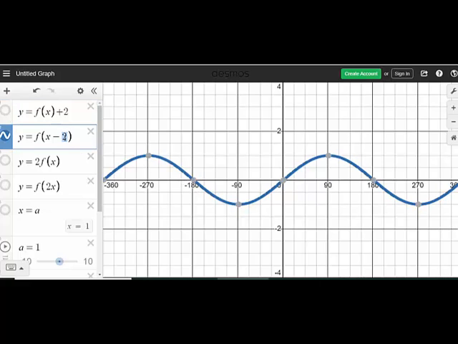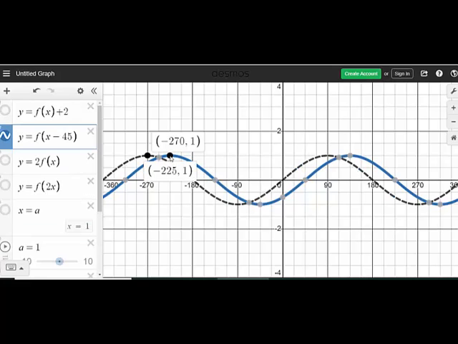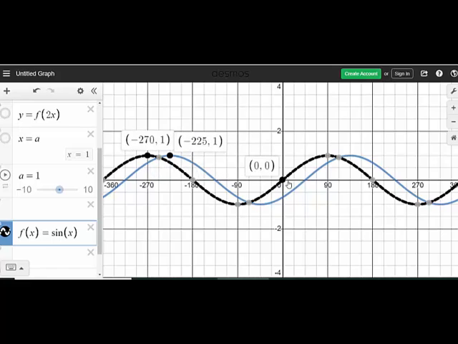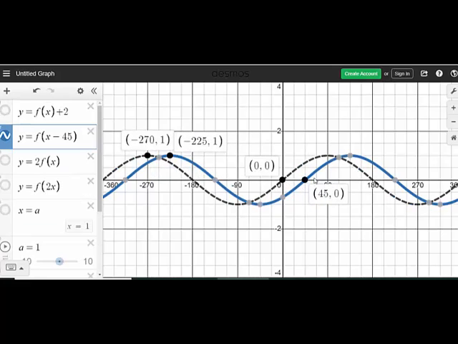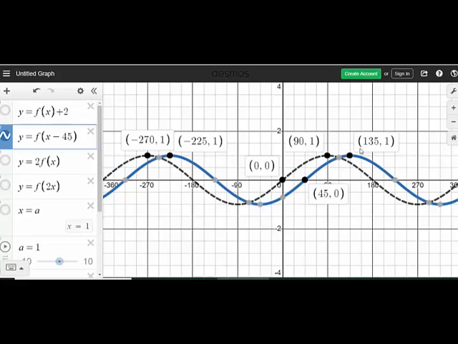So if I change this number to make it a bit more obvious, 45, you can see that now the blue graph has been shifted over from this point here that was (270, 1) to this point right here, which is (225, 1), 45 degrees to the right. This point right here was (0, 0). This point right here will be (45, 0), and so on. Here's 90. Here's 135. And you can see that each of these points is now in exactly the same location, y value wise, but shifted 45 degrees to the right.